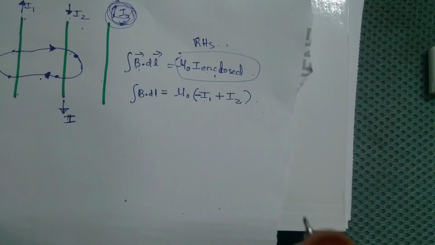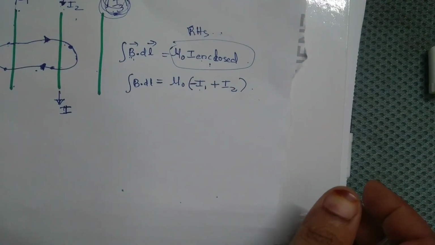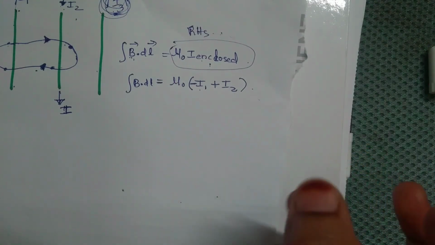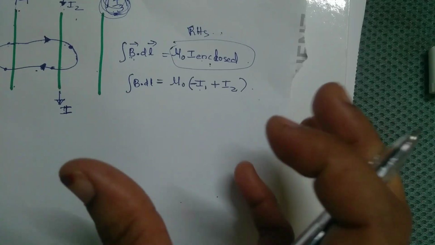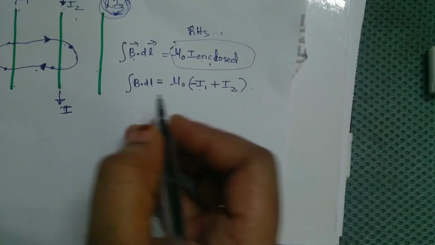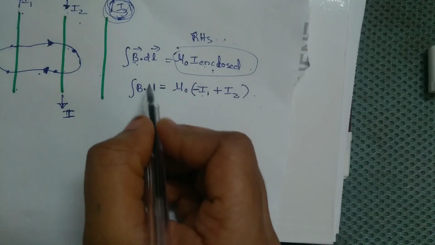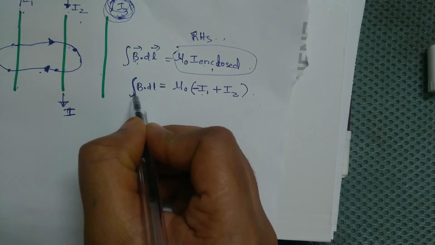Similarly, we see the same case with Gauss's law. There also it is the charges enclosed in the surface. So here also this is your Ampere circuital law.